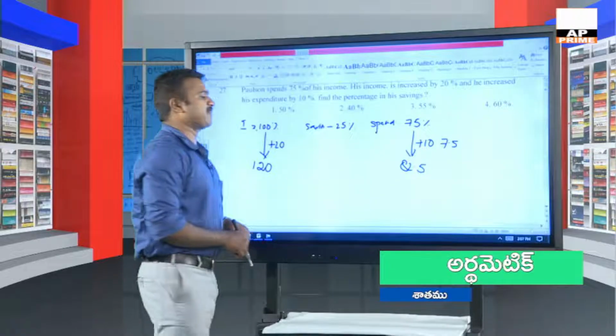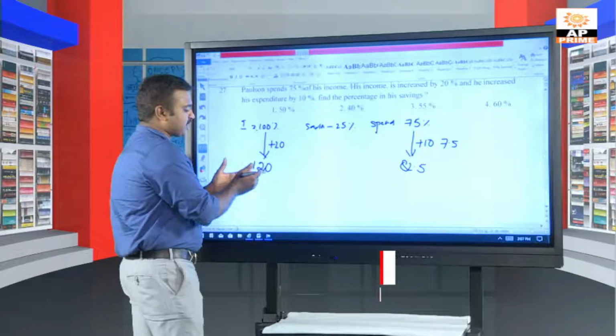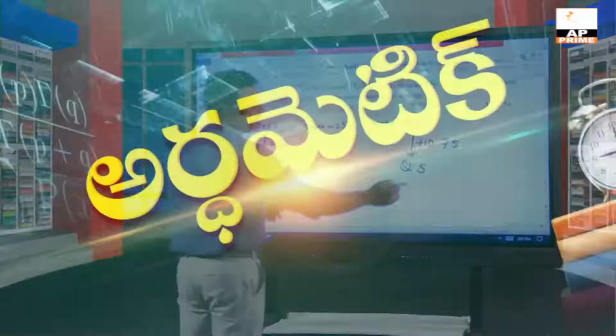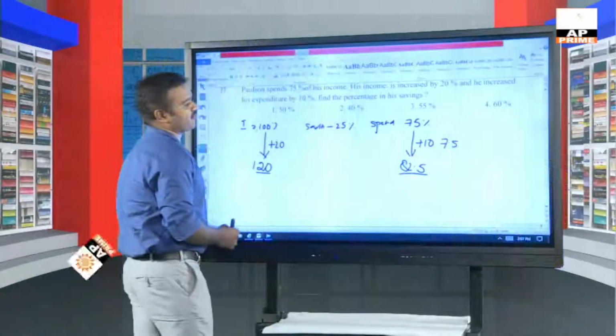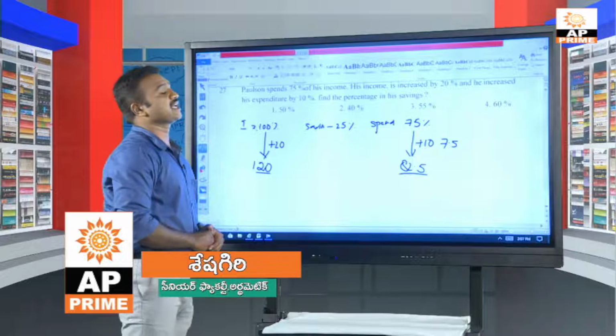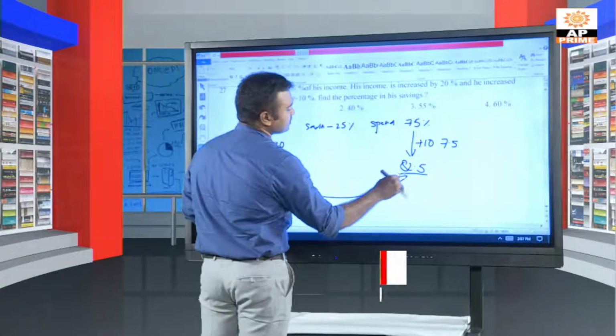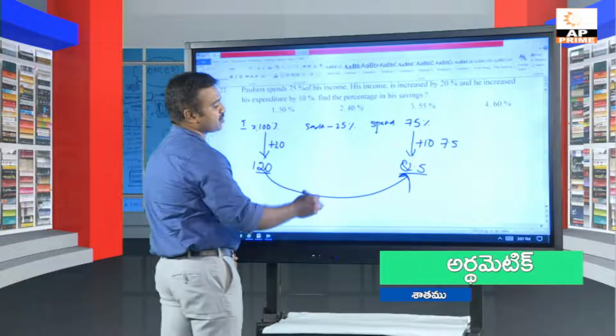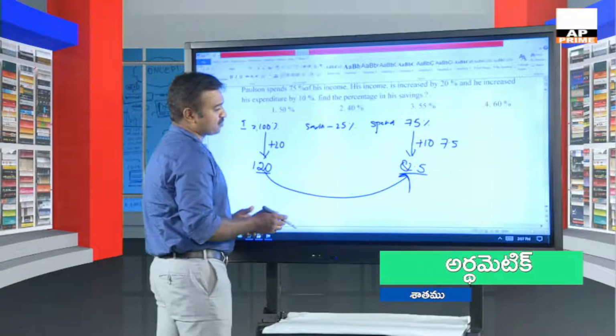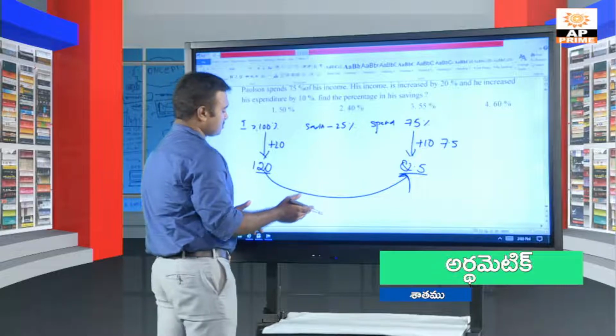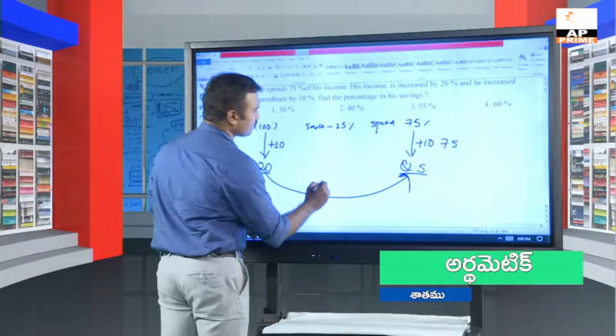So ఇవి నాకు expenditures వచ్చేసినాయి. So పెరిగిన తర్వాత ఎంతంటే వాడి salary 120 rupees అయింది, ఇక్కడ వాడిదేమో 82.5 అయింది. Find the percentage in ఈ savings లో ఎంత percentage అన్నాడు. మరి ఇక్కడ ఎంత save చేస్తానండి. So 120 రూపాయలుగా 82.5 అంటే 37.5.